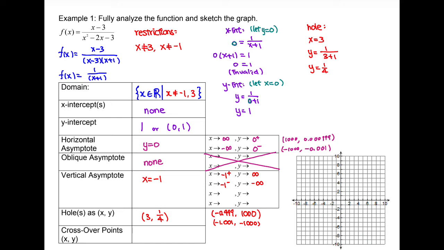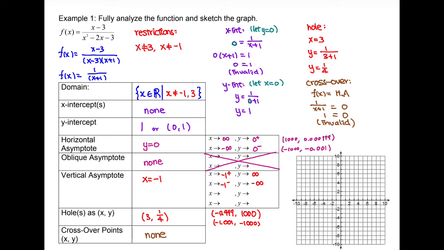Lastly, we have to find the crossover points. We need to know where the function goes through the horizontal asymptote. So we set them equal to each other to find the intersection point, and we see 1 equals 0, which is invalid. Therefore, there are no crossover points.